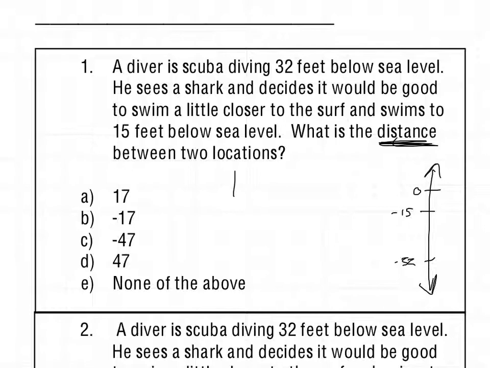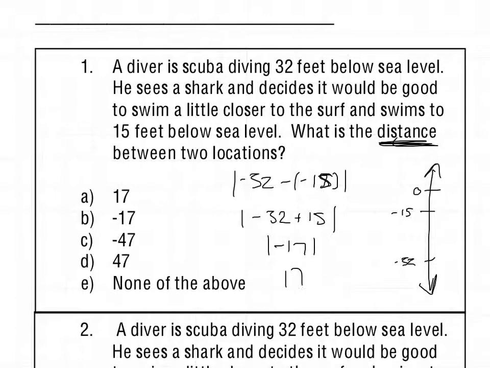If we don't use a number line, we need to use the rule, which is negative 32 minus negative 15, and take the absolute value. Change it to addition: negative 32, add the opposite. Here when we look at these, we have numbers going in opposite directions, so that's why we're subtracting. It's going to be the absolute value of negative 17, which is 17. Distance is 17. Again, talking about distance, it has no direction.